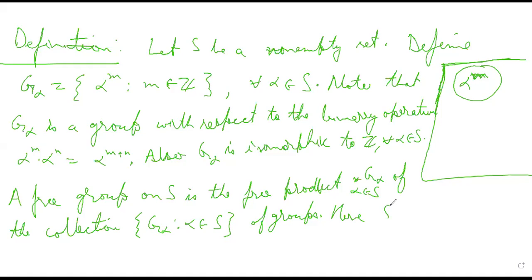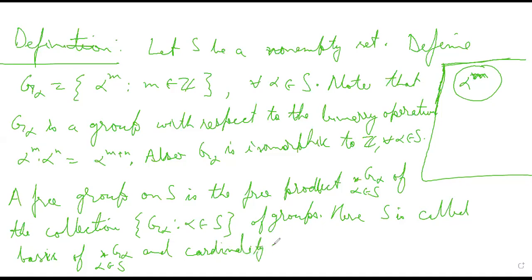Here S is called the basis of this, and the cardinality of S is called the rank of the free group.